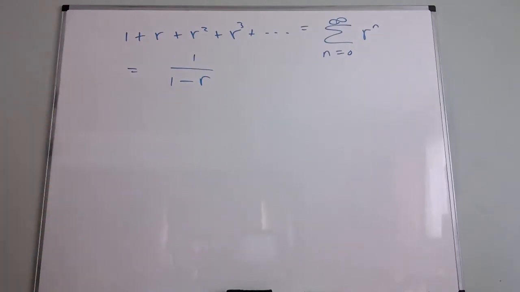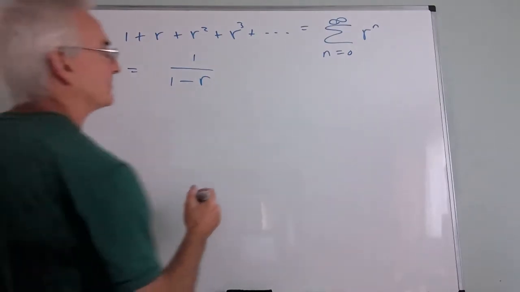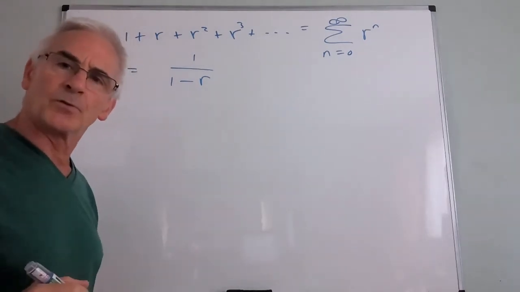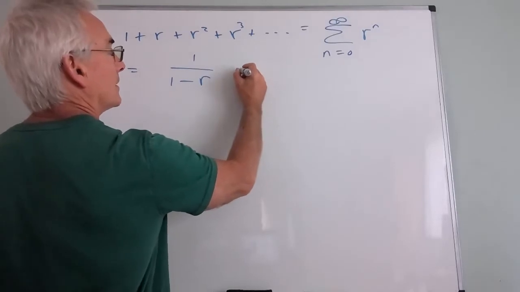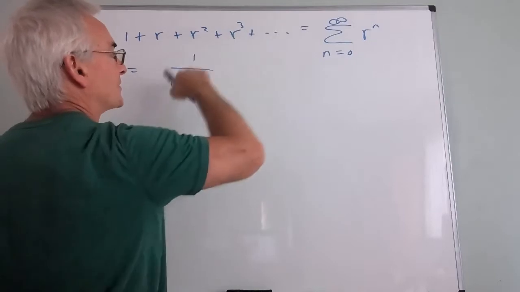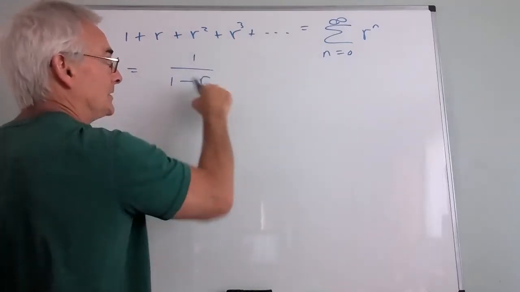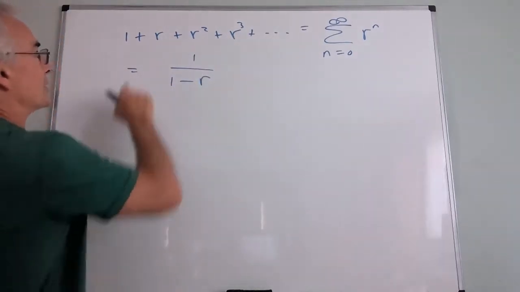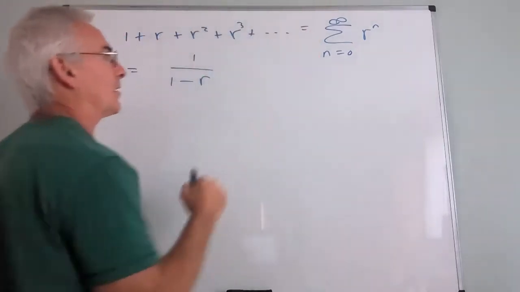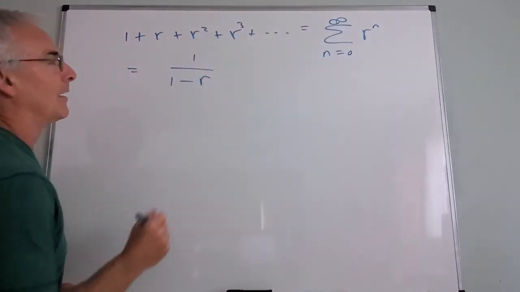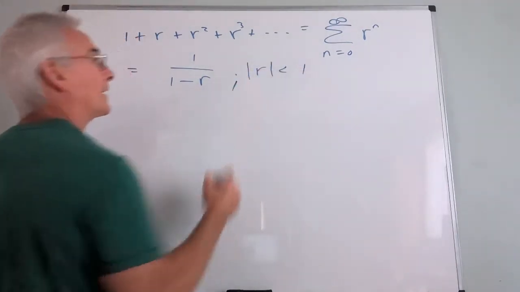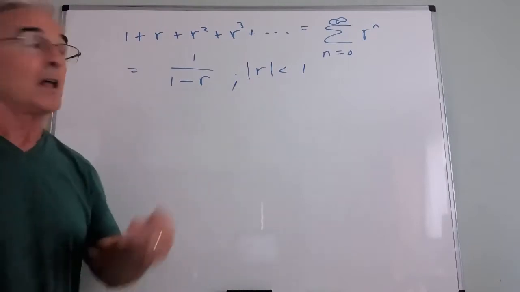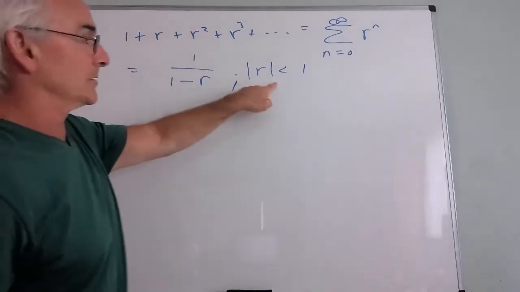when is this equal to 1 over 1 minus R? When does this equal this? Is it always equal to this? If R is a large number, then this is going infinitely large. It's probably not equal to that. So it's only if R is less than 1. If the absolute value of R is less than 1, that's kind of huge. This is equal to this if this is true.